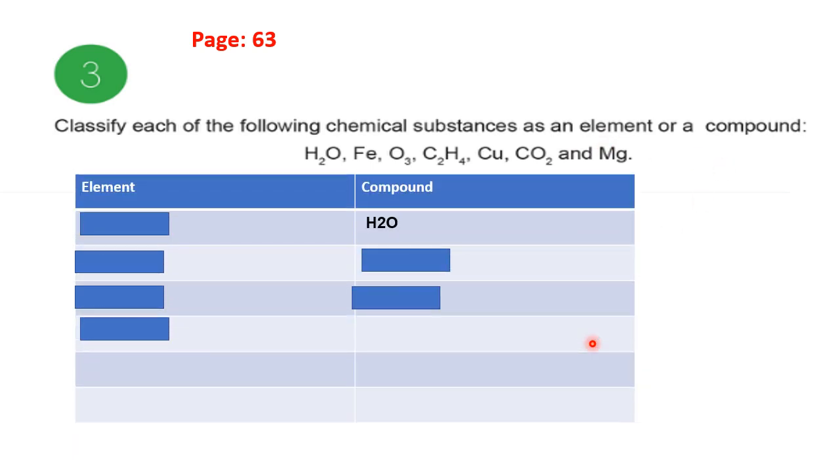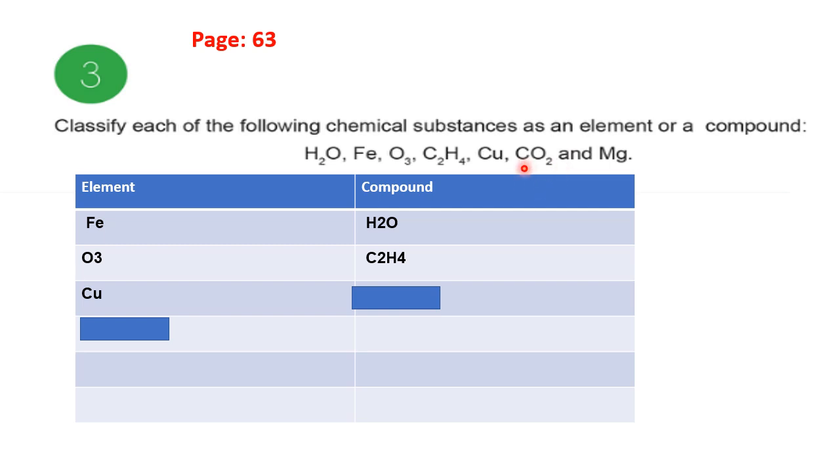It's a compound because it is made up of two different types of chemical elements. Here we have Fe. Fe is an element. O3, we have only one kind of chemical element, which is oxygen. So oxygen is also an element. C2H4. C is for carbon and H for hydrogen. So this is made up of carbon and hydrogen. It's a compound. Cu, it's copper. It's an element.